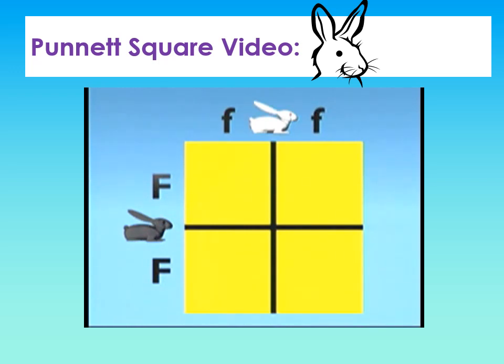Which genes will the offspring inherit? Since the black rabbit carries only 2 black genes, capital F, it can only pass down a black gene to each one of the 4 offspring.